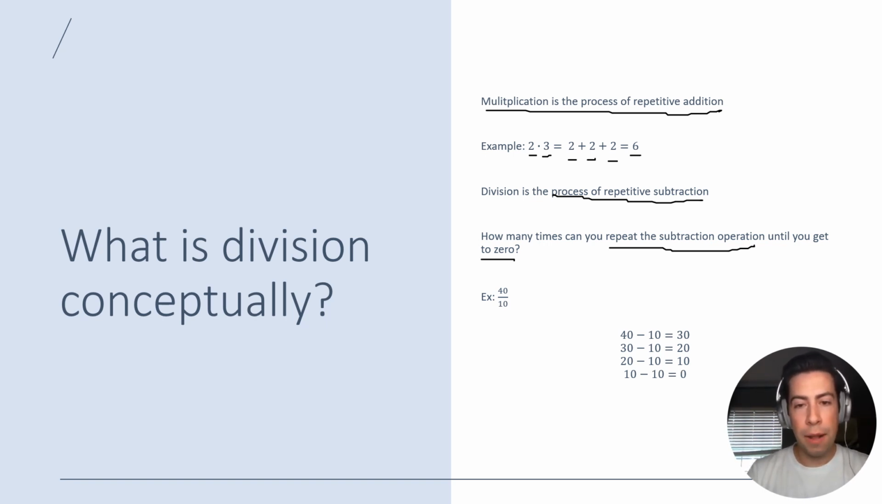So how many times is that? Well, we can go ahead and count it: 1, 2, 3, 4. So we can complete the subtraction operation 4 times, and therefore 40 divided by 10 is 4.